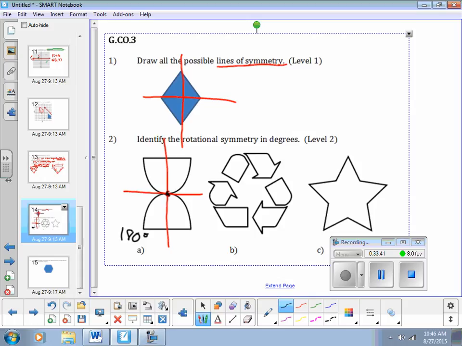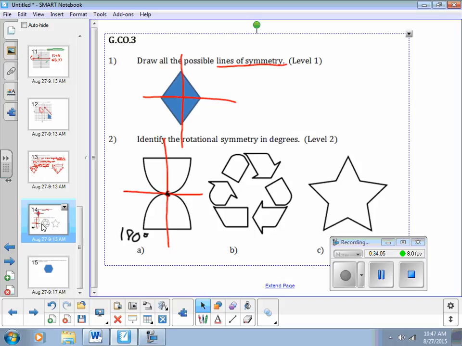Now, do you see how to use your patty paper to figure this out? You would copy the image, put your pencil where the point of rotation is, and rotate it until it matches. If you have to rotate it all the way around, it does not have rotational symmetry. It has to be less than the 360 degree rotation, okay?